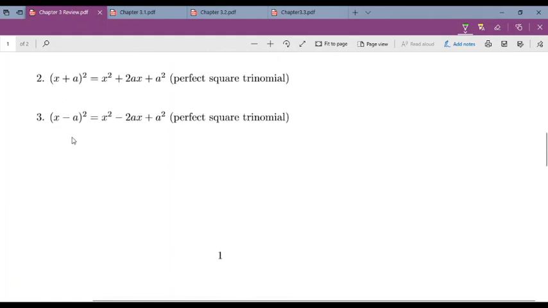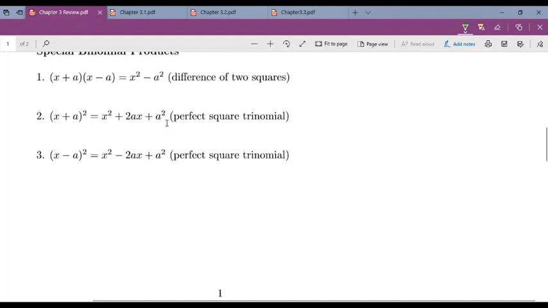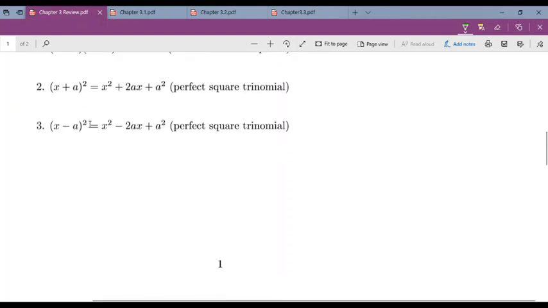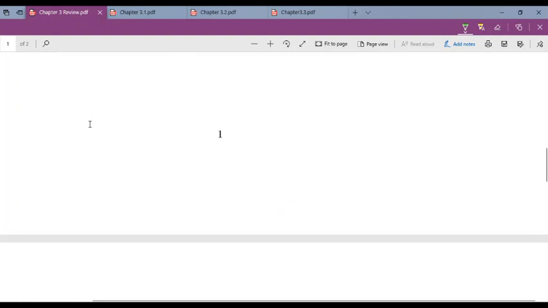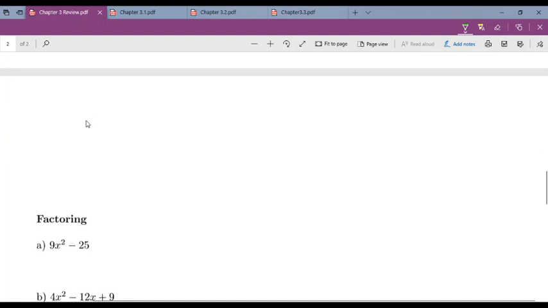Three says x minus a all squared, that simplifies to x squared minus 2ax plus a squared. That's also a perfect square trinomial. I don't expect you to memorize these per se. You can FOIL them out if you want to. So if you get a problem like x plus 3 squared, I don't expect you to memorize this formula and be able to jump straight to this. If you need to take a second and FOIL it out and work it, that's perfectly fine with me. It's just a reminder that these properties are available and can make it easier if you know them.